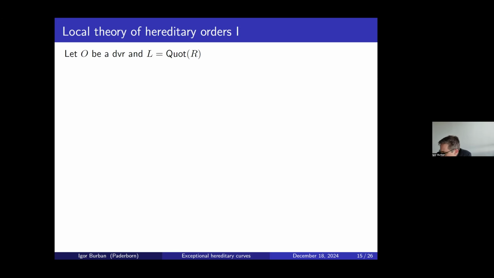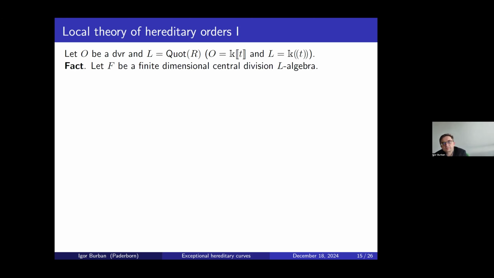So to do it, let me start with a discrete valuation ring. And actually, I think it's better to assume it to be complete for the things I'm going to tell you next. But intuition is formal power series and formal Laurent series over the field. Now, firstly, let me take some finite dimensional central division algebra over such a field L. And if K is not algebraically closed, then there are non-trivial skew fields of this form.